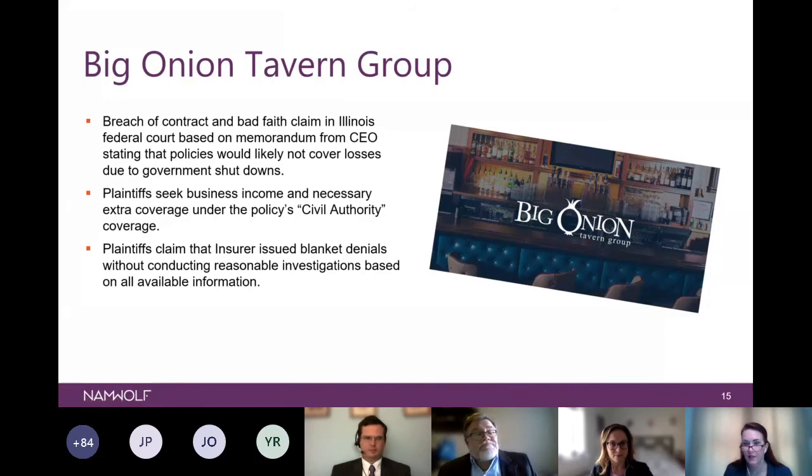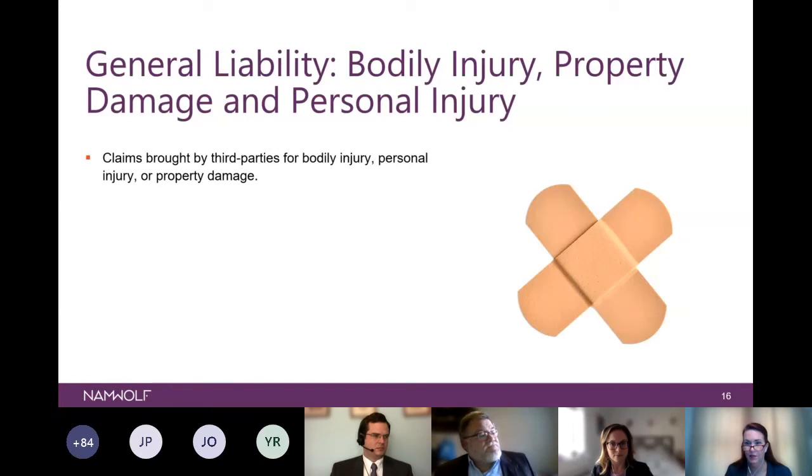Yeah, it's interesting to me that we've seen this many cases on these business interruption type issues already. I know we started this a bit ago. It's possible that there have been even quite a few more. But we do have other kinds of policies that may be implicated in insurance issues related to the pandemic.